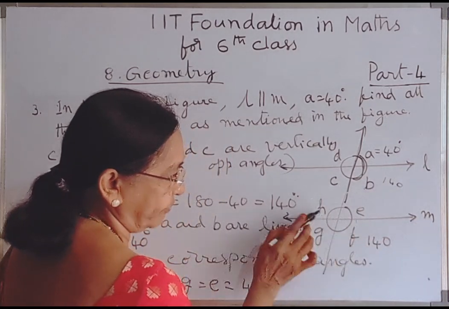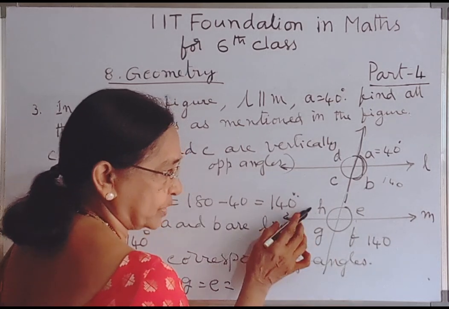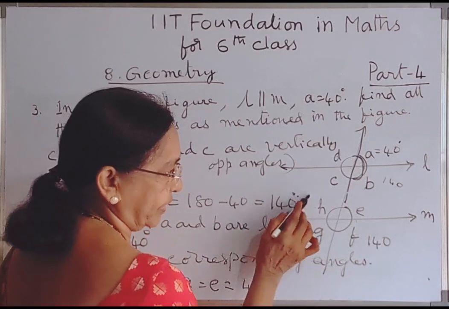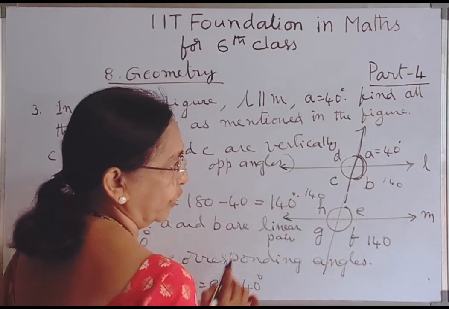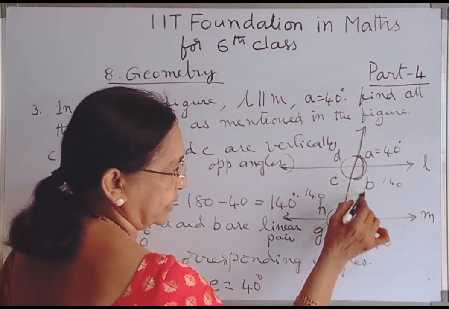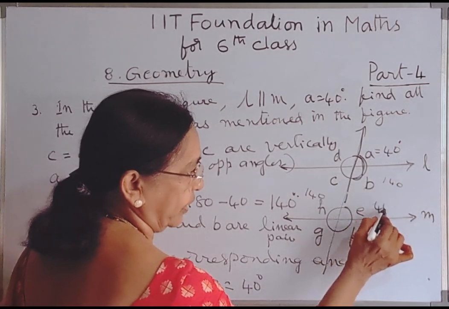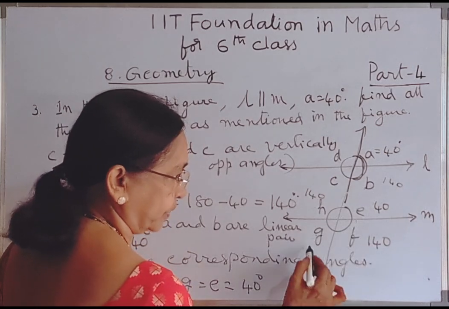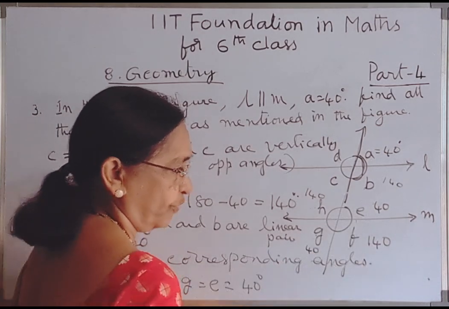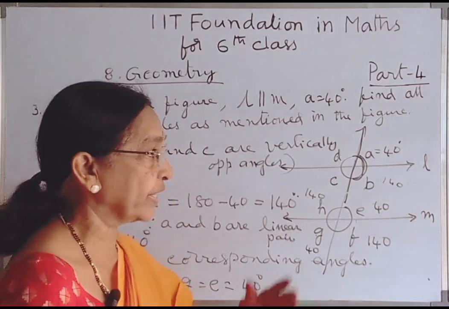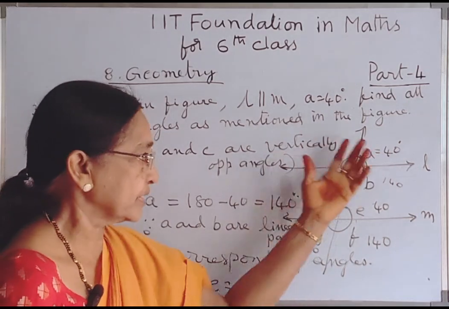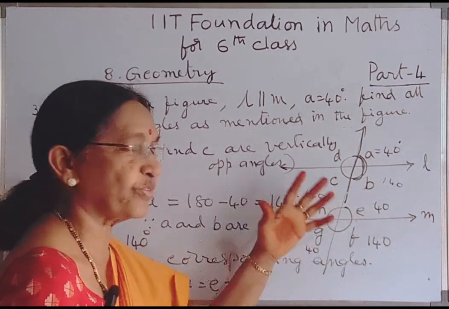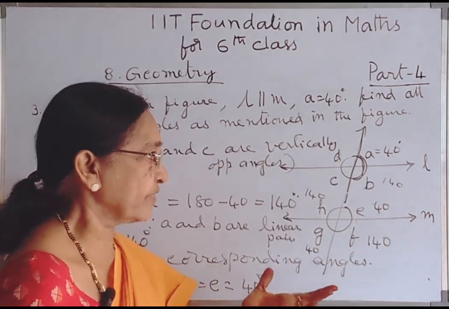And H and F are vertically opposite angles. They are equal. Therefore, H is also equal to 140. E and A, these two are corresponding angles, equal. Therefore, E is equal to 40. And G and E are vertically opposite angles. G is equal to 40. Therefore, if one angle is given in these total 8 angles, we can find out all the other 7 angles.